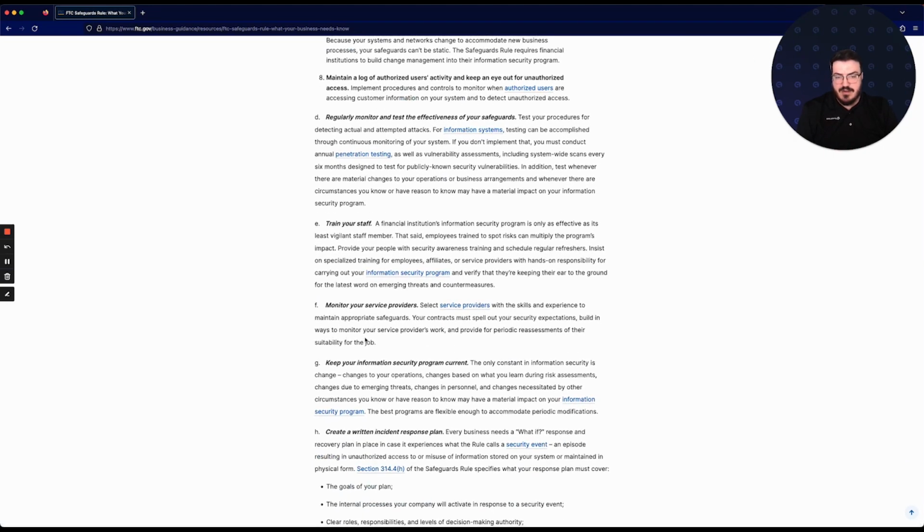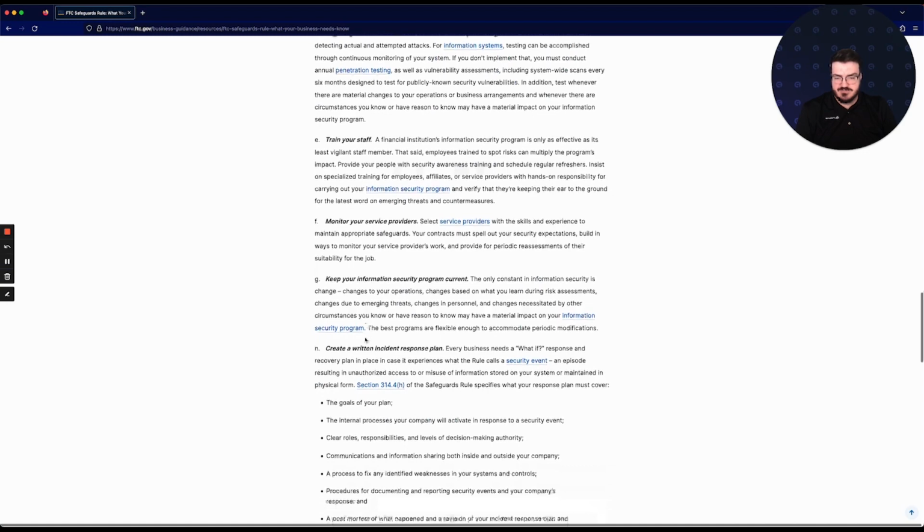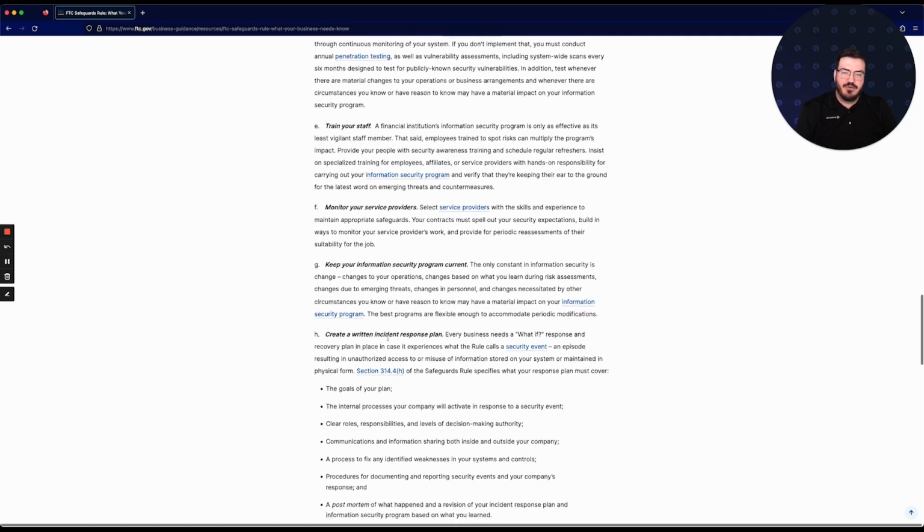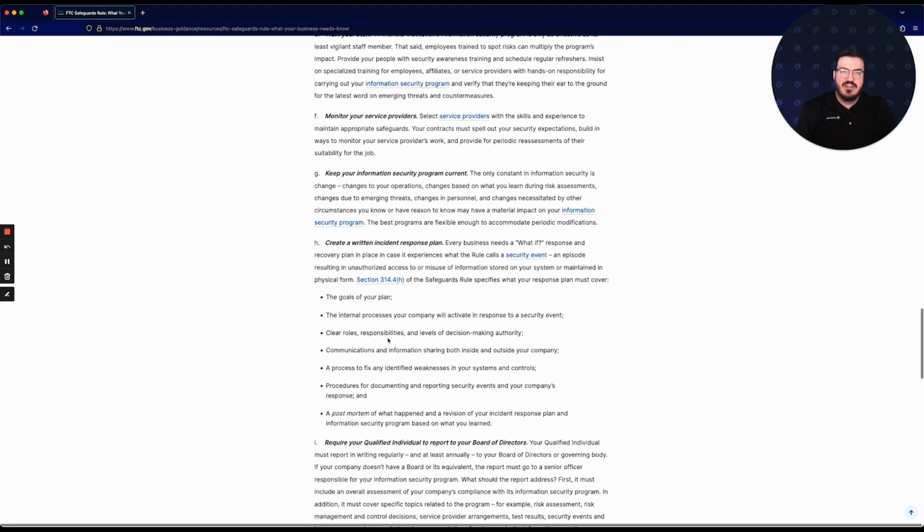Monitoring your service providers, you have to have expert outside help in most cases. We know this is a problem with cybersecurity talent shortages, so it's very important to work with a competent provider that can help you fill those cybersecurity gaps because you probably don't need a full-time cybersecurity person for this. Making sure your program's current and then having a written incident response plan.